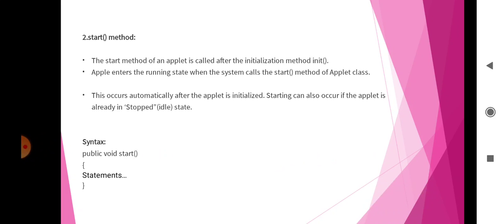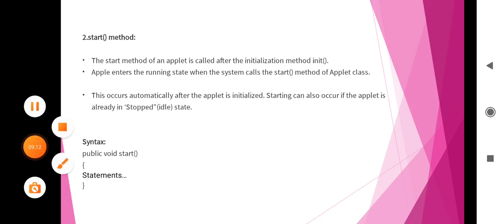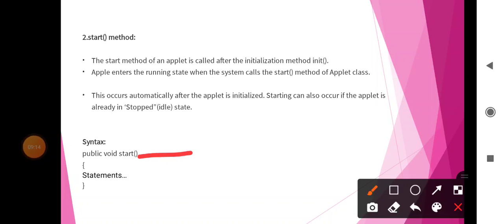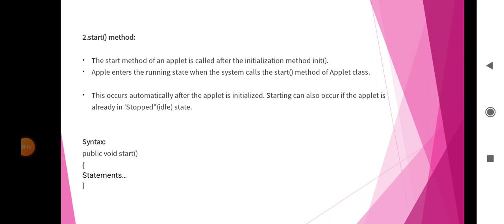The second step is the start method. The start method of an applet is called after the initialization method init. The applet enters the running state when the system calls the start method of the Applet class, and this occurs automatically after the applet is initialized. Starting can also occur if the applet is already in the stop, that means idle, state. Here is the syntax for the start method: public void start, and then statements.